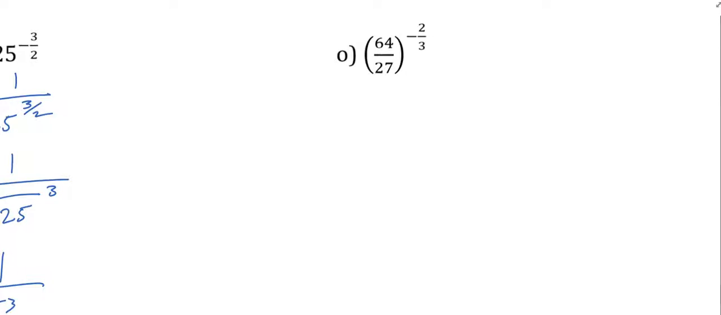Don't flip the fraction in the exponent. You're flipping the base. 2 over 3 does not become 3 over 2. It's the base that flips, right? And then what do I do? The 3 tells me I'm taking the cube root of 27 squared and the cube root of 64 squared. So again, the exponent applies to both the top number and the bottom number in the fraction.